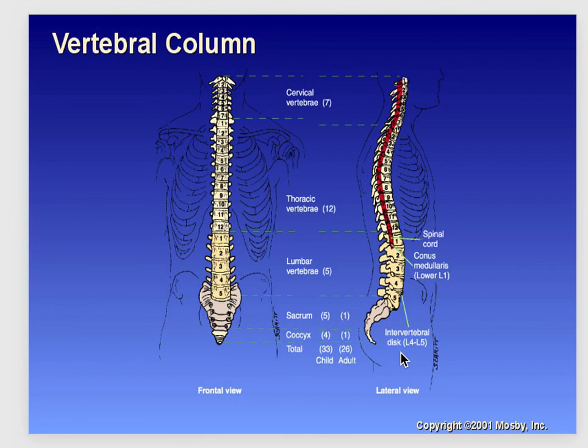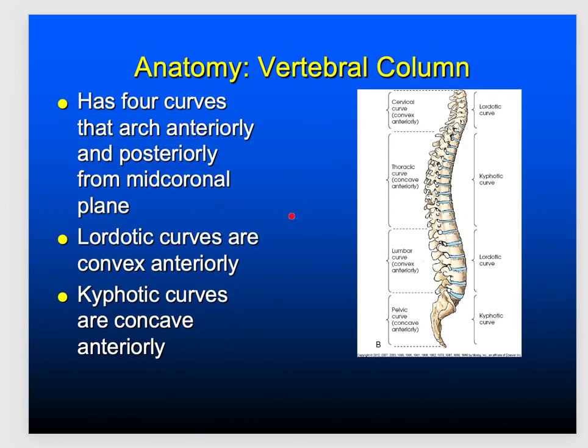So we have our vertebral column, and we've talked about that. So we have the cervical vertebrae, there's 7 of them. The thoracic vertebrae, there's 12. Lumbar vertebrae, there's 5. Then we have sacrum and coccyx. There's different numbers here because when the sacrum fuses together, you end up with 1 sacrum. When the coccyx fuses together, you end up with 1. So a child usually has about 33 separate vertebrae, and an adult, after they fuse, has 26 within the vertebral column. So anatomy of the vertebral column, it has 4 curves, which we've talked about.